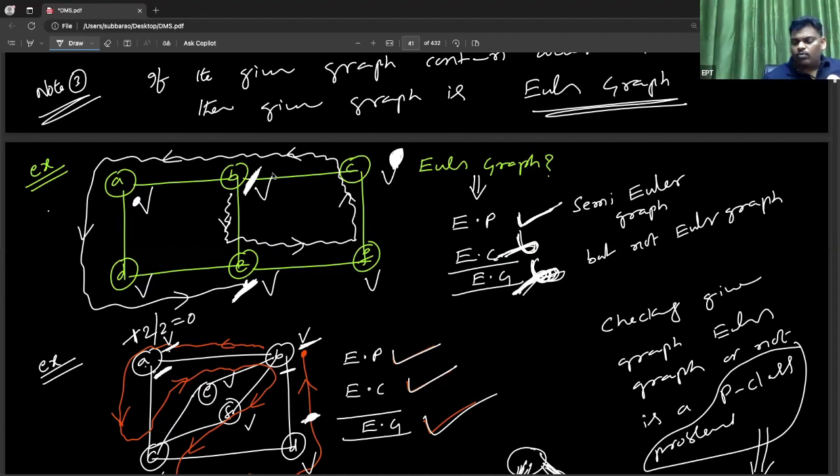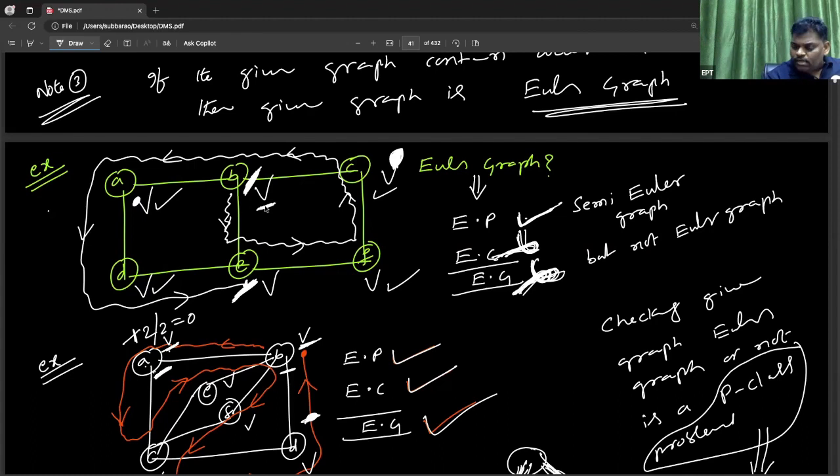V times V, V square. That's okay. V square, over. Now check whether everyone is even or not. Is it even? No problem. Is it even? No problem. Is it even? No problem. Is it odd? Yes. Wherever you see an odd degree, stop and say your graph is gone, your circuit is gone. Now immediately check how many are odd.